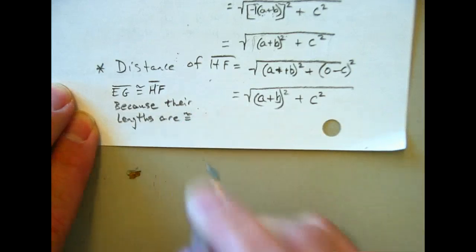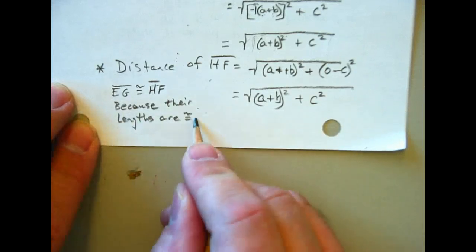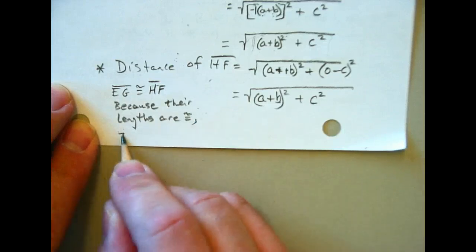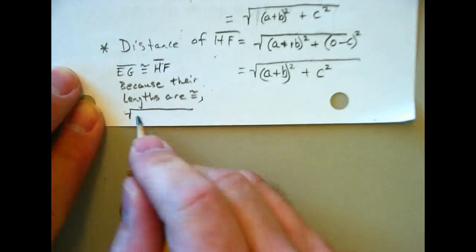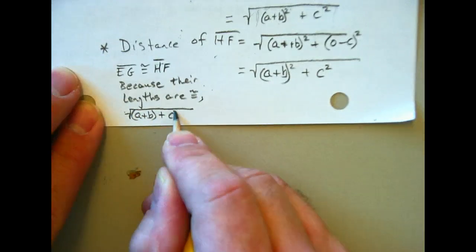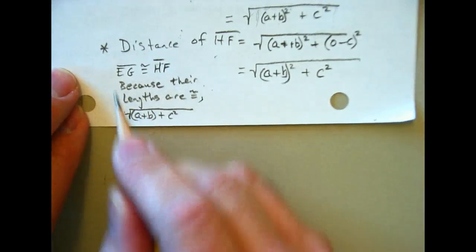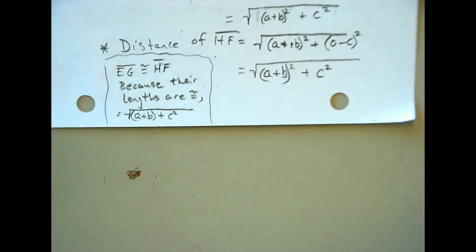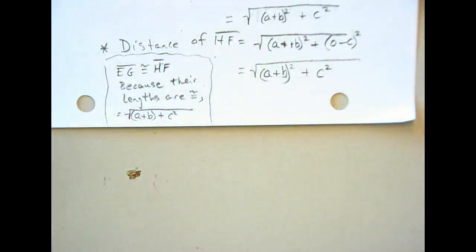Okay, so make sure you have that final statement. You may even put in the length, right? The length of square root of a plus b quantity squared plus c squared. All right. I think you got it.